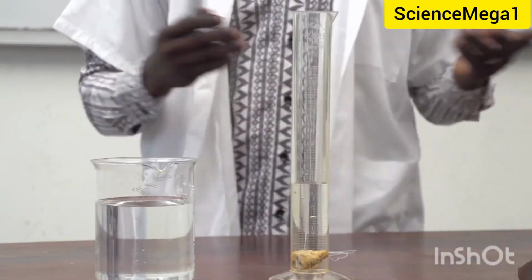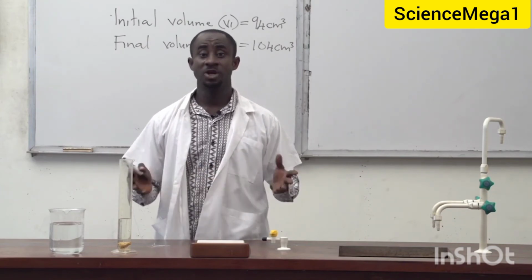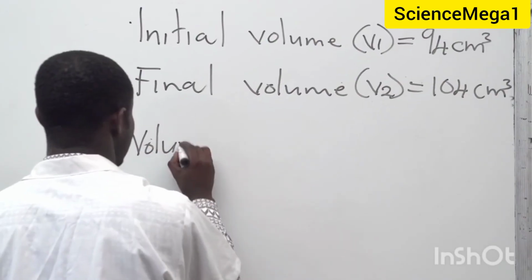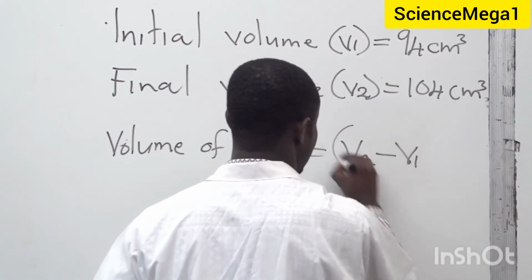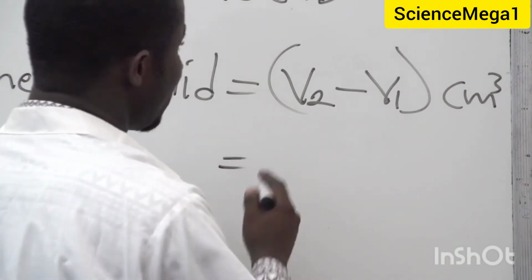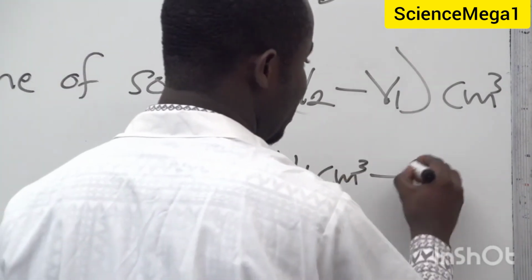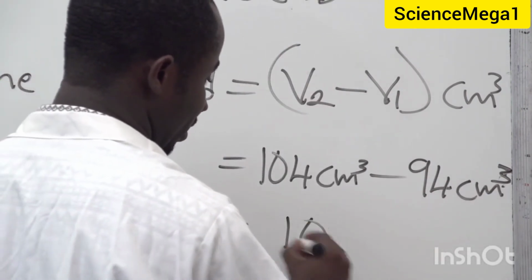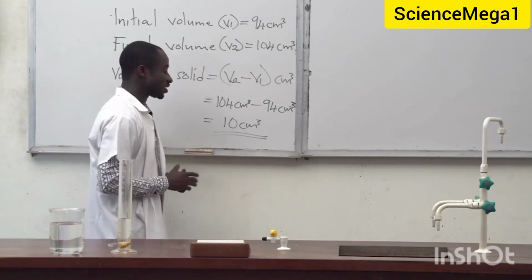The volume of the water displaced by the irregular solid is equal to the volume of the irregular solid. Therefore, the volume of the irregular solid will be equal to V2 minus V1. Now at this point, let us substitute the figures into the equation. So we have V2, which is equal to 104 cubic centimeter minus V1, which is 94 cubic centimeter. And this will give us a final answer of 10 cubic centimeter. This answer represents the volume of the stone that was immersed in the water.